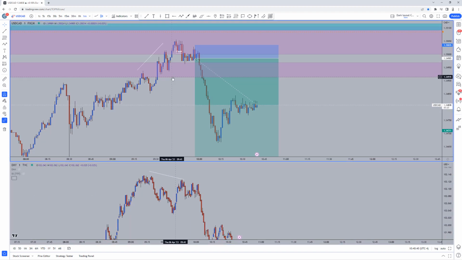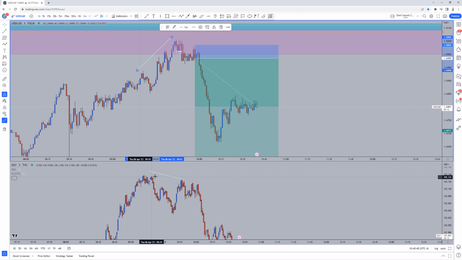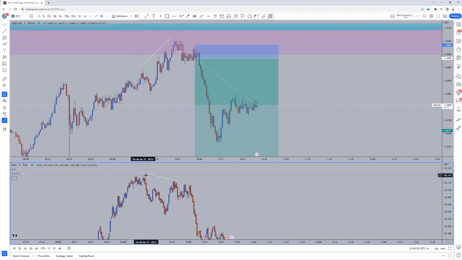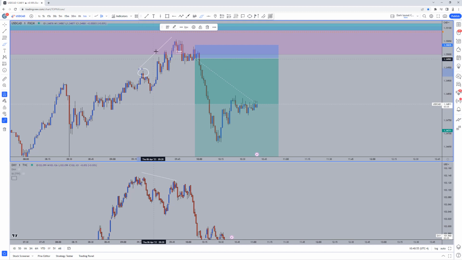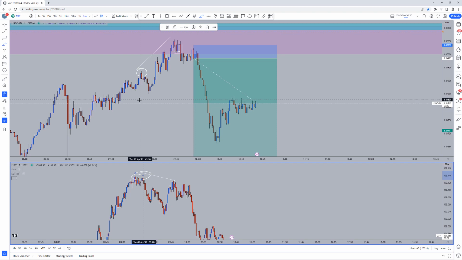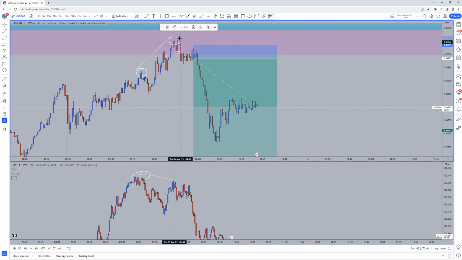Price broke above one of the areas, so we don't care about this area, but now we are inside the second area. And what do we see on the exact same spot right here? We see that on USD CAD we had a high right here, and on the dollar index the same high is right here. Then we made a higher high on USD CAD, but on the dollar index exactly right here we have made a lower high.